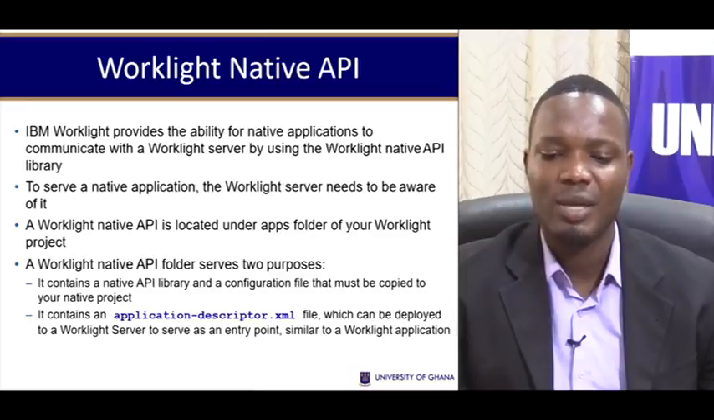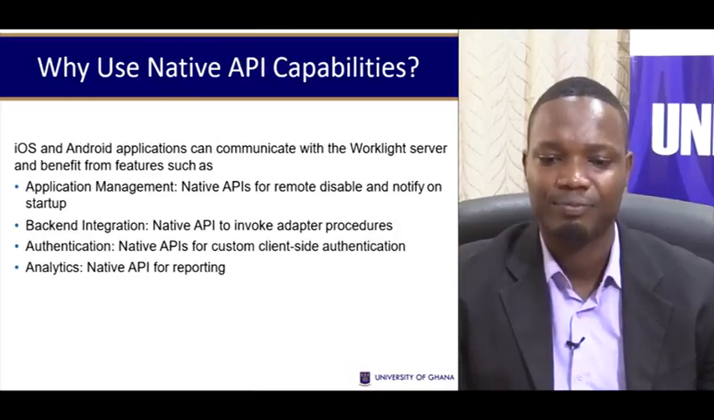A Worklight Native API folder serves two purposes. It contains a native API library and a configuration file that must be copied to your native project, like I said. It also contains an application descriptor.xml file which can be deployed to a Worklight server to serve as an entry point, similar to a Worklight application.